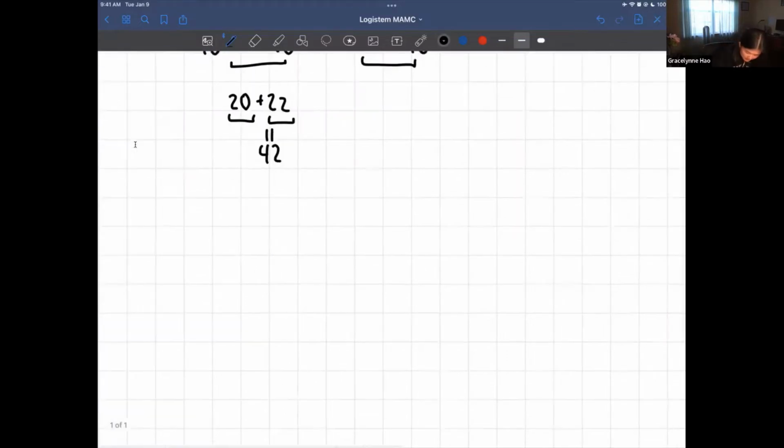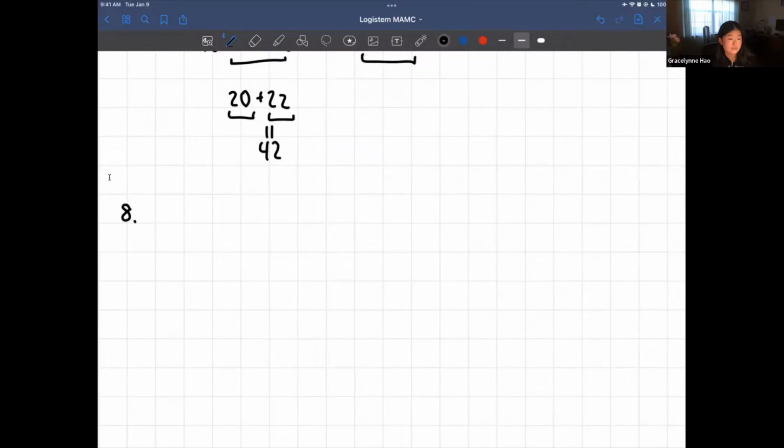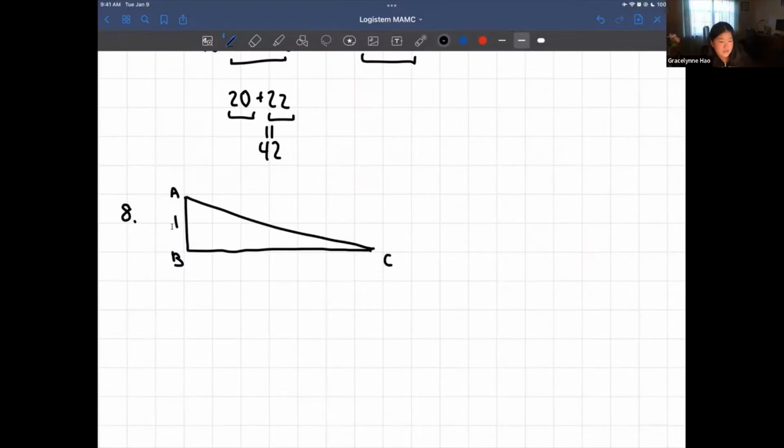Okay, so then moving on to problem 8. Problem 8 reads: in right triangle ABC, legs AB and BC have lengths 1 and 3 respectively. Starting with drawing that out, it would look something like this. And AD is the angle bisector of angle BAC, so that would look somewhere around there. This is marked D, and it's asking you to find the length of BD.